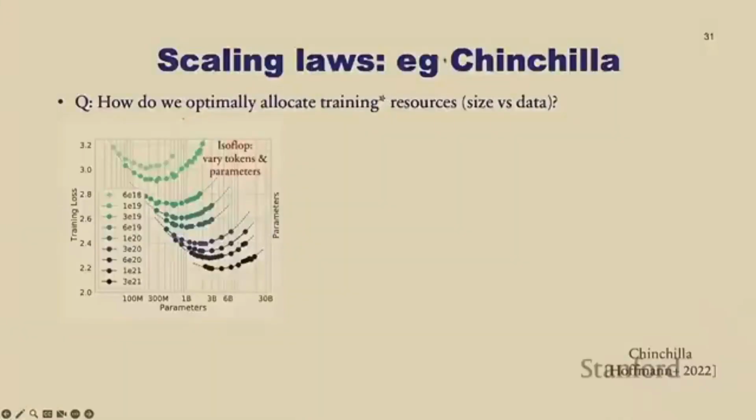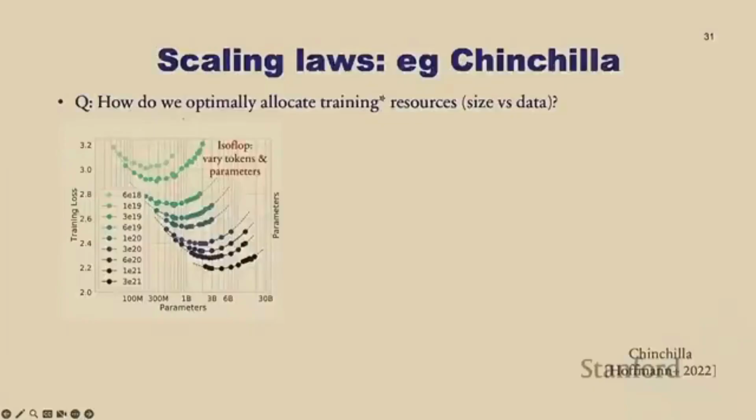Chinchilla is a very famous paper that first showed this. I want to give you a little bit of a sense of what these plots are. Here you see training loss again. On the x-axis you see the number of parameters, so the size of the model. All these curves are what we call isoflops, which means all the models on a curve have been trained with the same amount of compute. The way you do that is you vary the number of tokens trained on and the size of the models, but in such a way that the total compute is constant. The curves in different colors correspond to different amounts of compute.